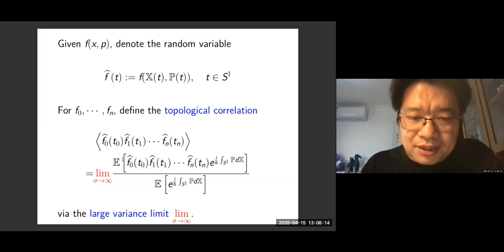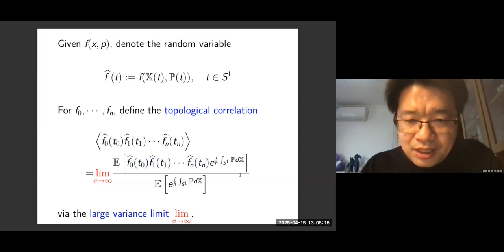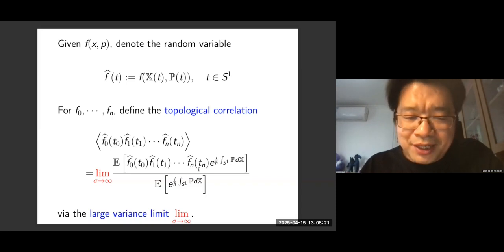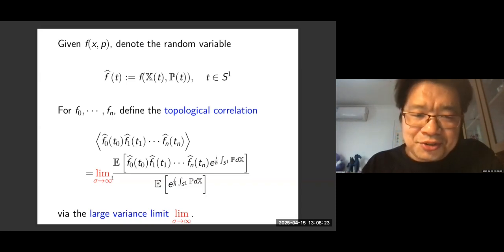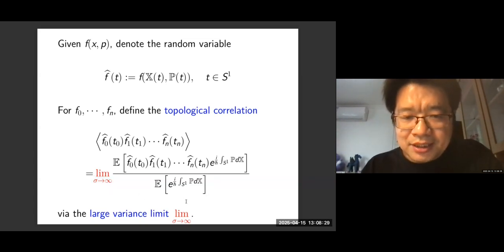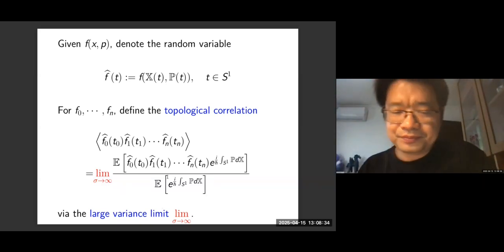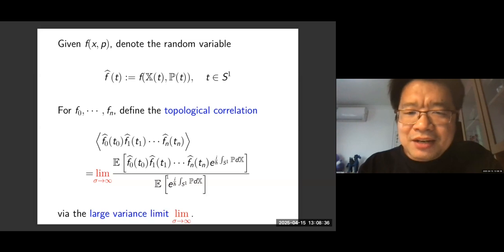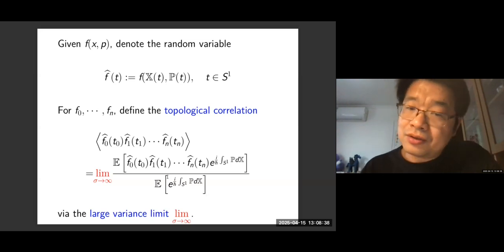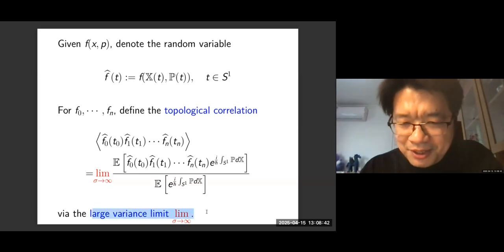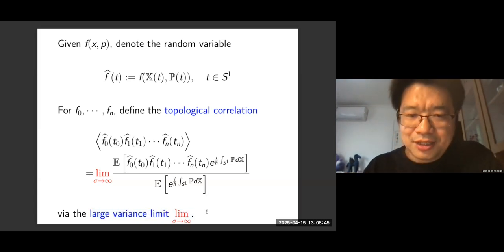Then I compute the expectation value, and now there's the final step, which will play an essential role here: to take the large variance limit, where the variance goes to infinity. For this limit, I will call this the topological correlation. So let's see what kind of properties this topological correlation has. This limit actually makes a lot of magic here.